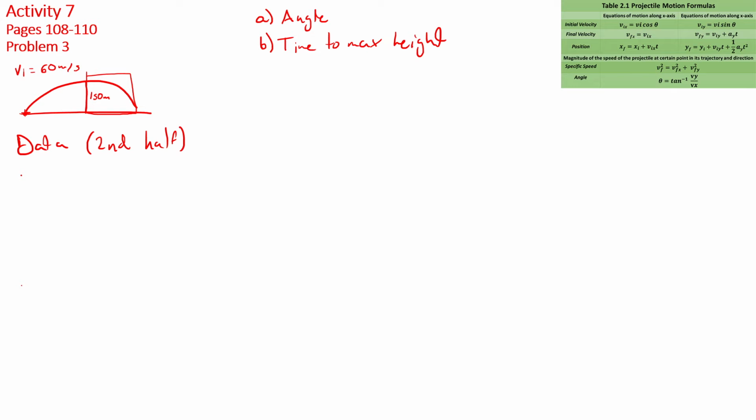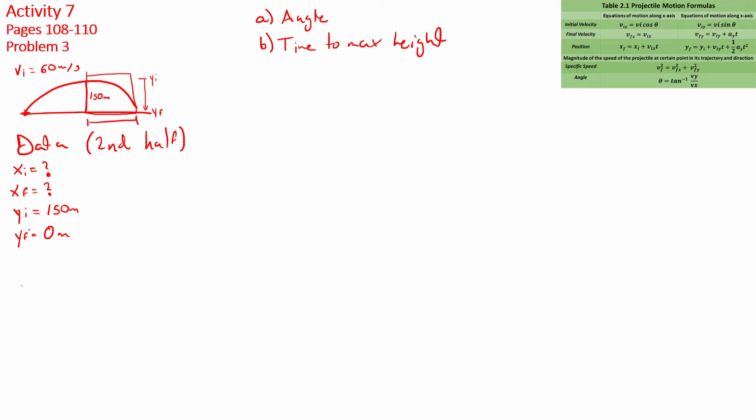And let's see. The initial position in the y-axis of the whole trip is unknown. The final position is also unknown, and we won't need them. In the second half, going from the top to the bottom, the initial position is here and the final position is here. So the initial position will be 150 meters. And the final position will be 0 meters because it's the ground.